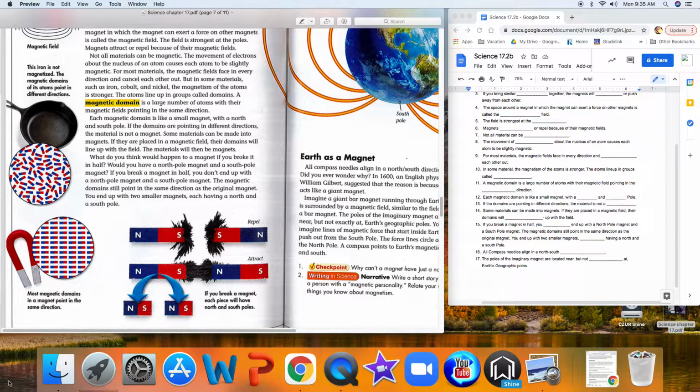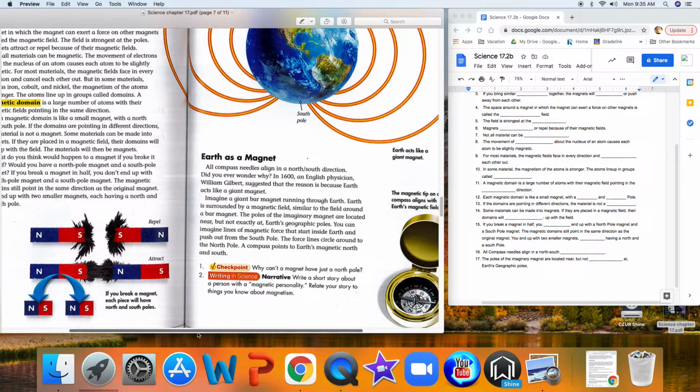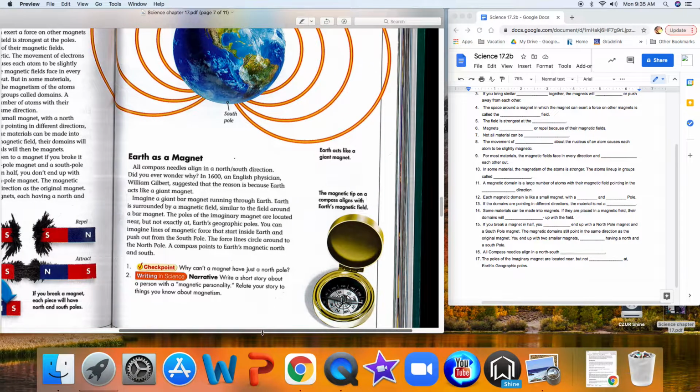Okay, guys, let's finish it up with your Earth is a magnet and what that means for us. Amaya, give us paragraph number 1, and I'll take Soraya at paragraph number 2.